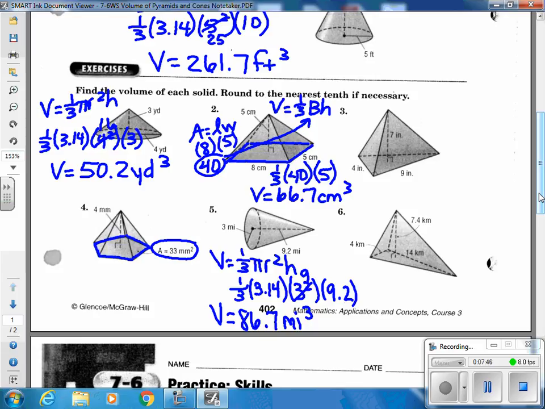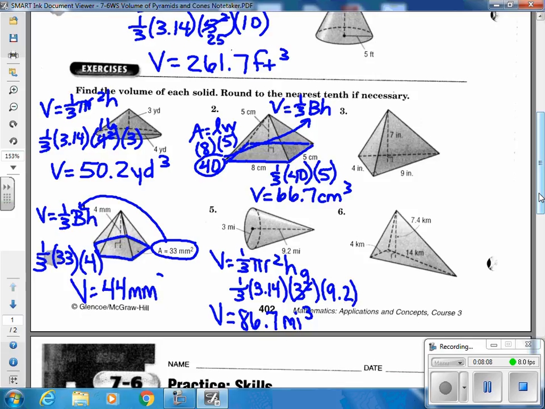So always look for that, because that's an easy thing to do, is just to stick the number in its right spot. You don't have to calculate anything. And so you have 1/3. Area of the base is that 33. That's where that number's going. And then the height of the whole pyramid is 4. So again, do your multiplications and divisions, and you should come up with the volume of 44 millimeters cubed.